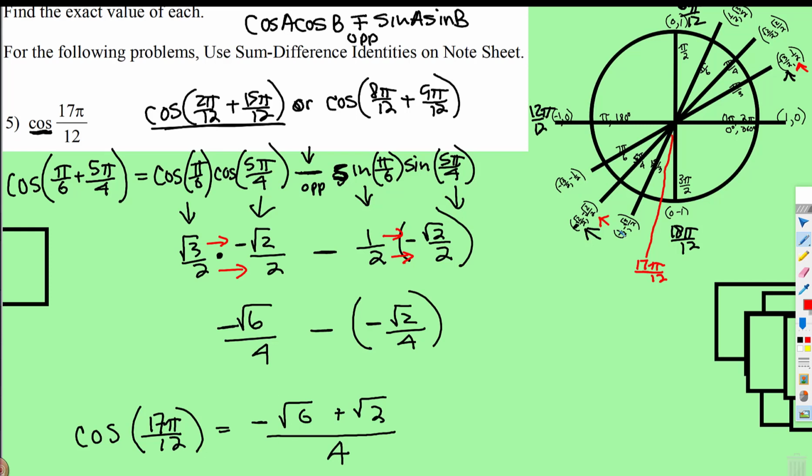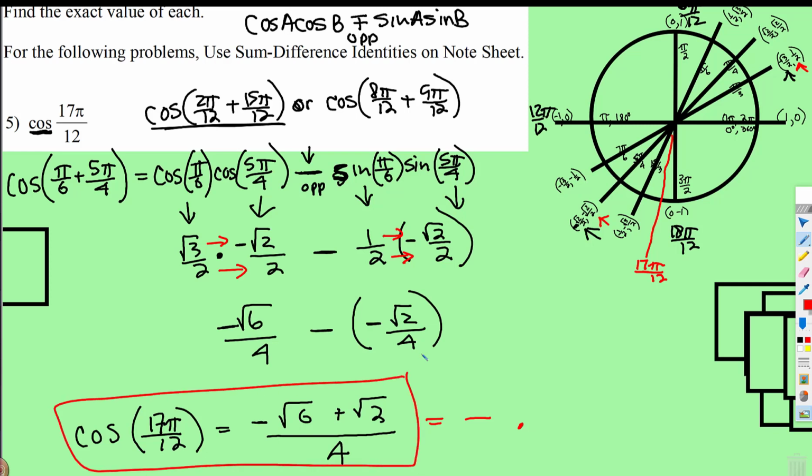And because this is the third quadrant, we know that cosine's negative. Well, root 6 is bigger than root 2. So when you do that subtraction on your calculator, this will end up being a negative decimal amount. So that's it for this one.